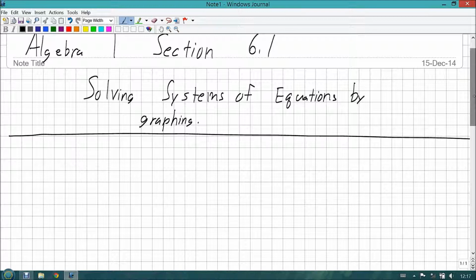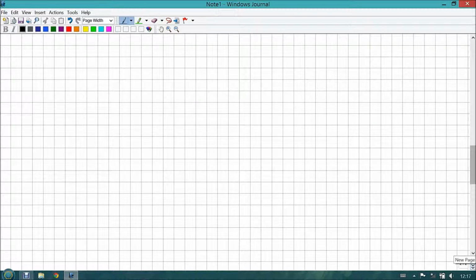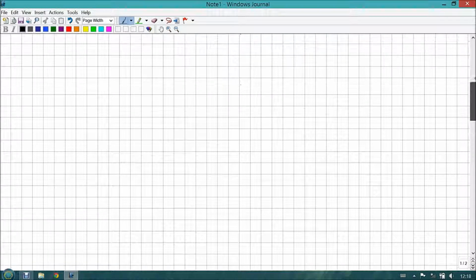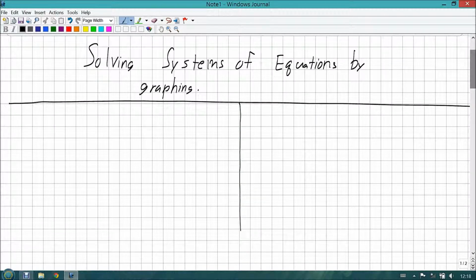Today we're going to be going over section 6.1, Solving Systems of Equations by Graphing. Before we can move forward, we have to know where we are and what we're talking about, because if we don't know what we're talking about, how can we expect to learn? So the first thing that we need to learn is what is a system of equations.